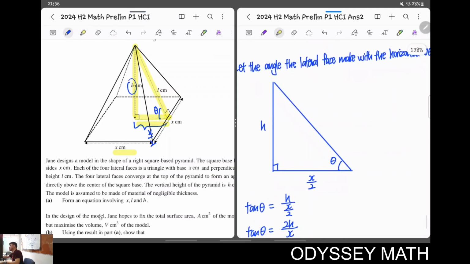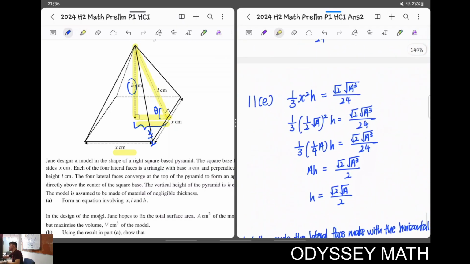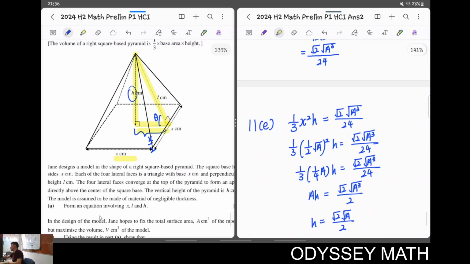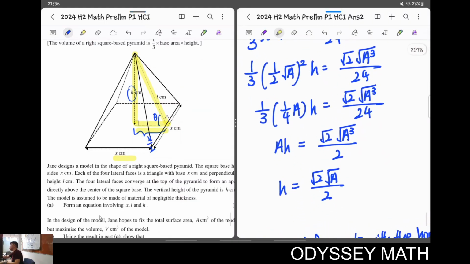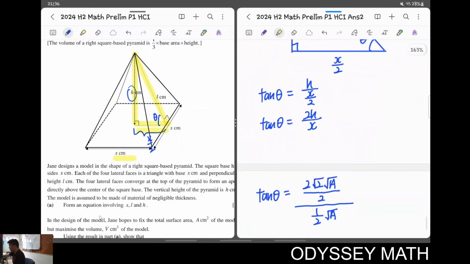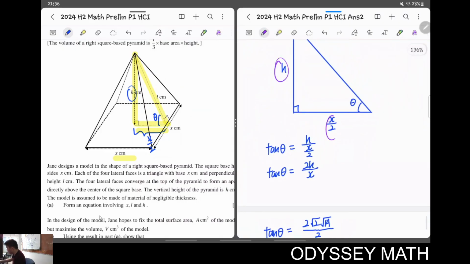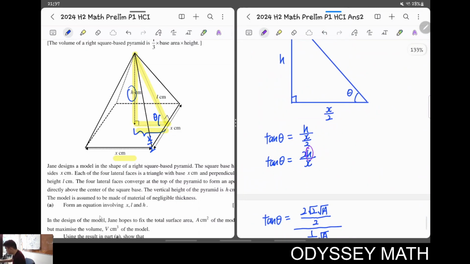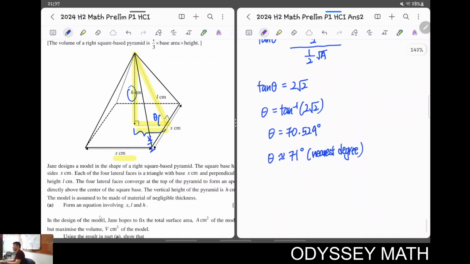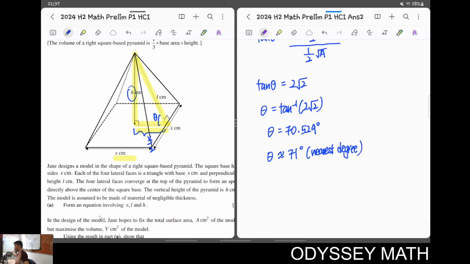So what I want to do is to find h in terms of x. So that's what I'm doing here. 1/3 x squared h is square root 2 square root A cubed over 24 because they say find the angle when volume is maximum. Make h the subject, which is square root 2 square root A over 2, right? Okay, plug it in here. Before plugging in, tangent theta is O over A, which is 2h over x. Now we plug in the h, which is square root 2 square root A over 2. And then we plug in the x that maximizes the volume, which is half square root A. Got it? You simplify it, find the theta, which is 71 degrees. That's the nearest degree. That's the answer.